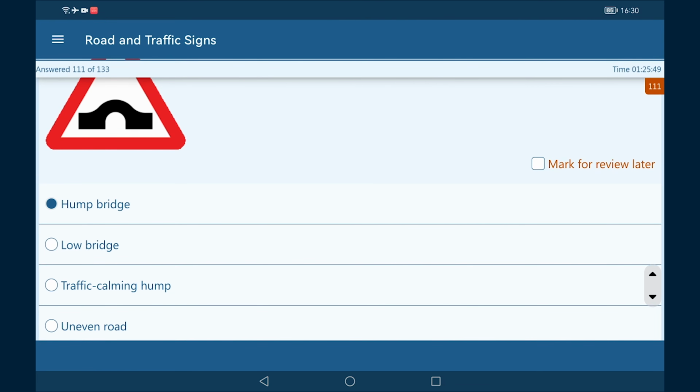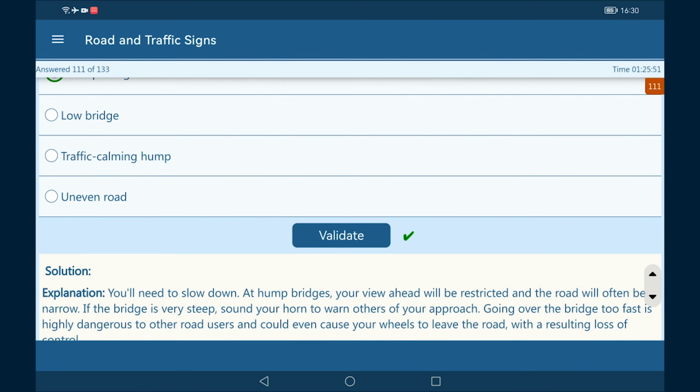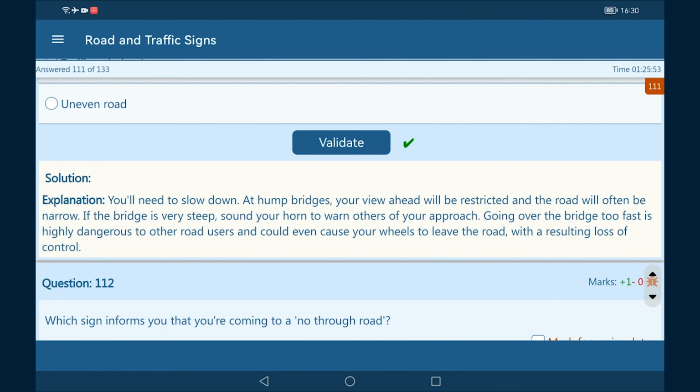Explanation. You'll need to slow down. At hump bridges, your view ahead will be restricted and the road will often be narrow. If the bridge is very steep, sound your horn to warn others of your approach. Going over the bridge too fast is highly dangerous to other road users and could even cause your wheels to leave the road, with a resulting loss of control.